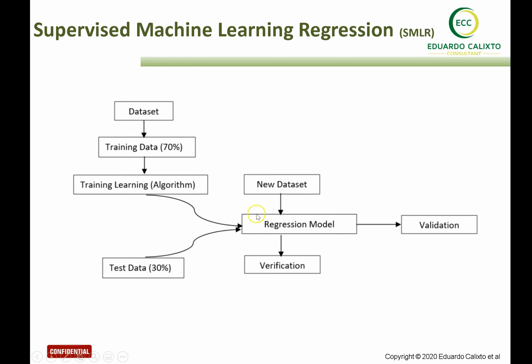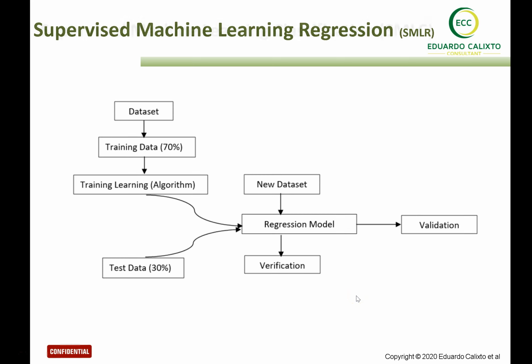Define one regression model. We can use a neural network, then use the 70% training data to adjust this model to this data. Then, of course, we verify how good the model is based on the other 30% of the test data. And then, of course, in the end, if the error is acceptable, we are going to use a new data set and validate the model.